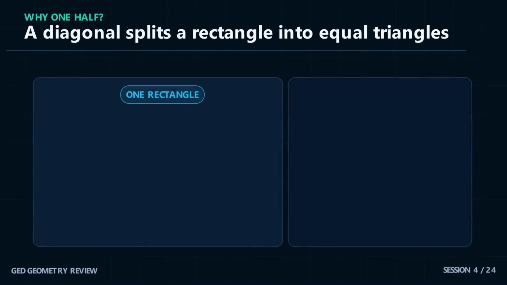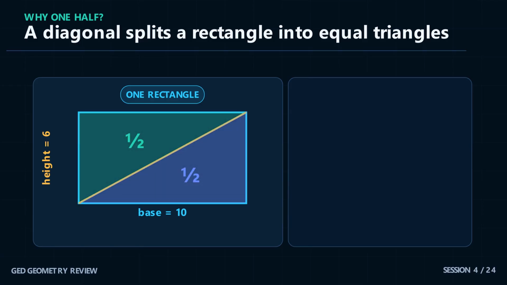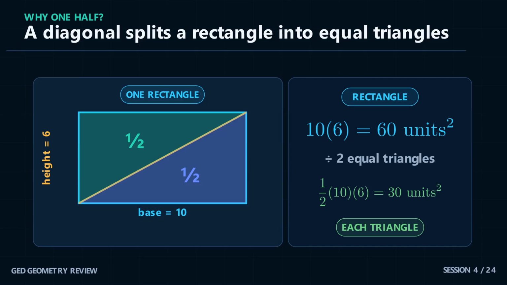Why do we multiply by 1/2? Draw a diagonal across a rectangle. The diagonal divides the rectangle into two congruent triangles. Each triangle covers exactly half of the rectangle. If the rectangle has base 10 and height 6, its area is 60 square units. One triangle, therefore, has area 30 square units. The same idea works when two matching copies of a triangle are rearranged into a parallelogram.